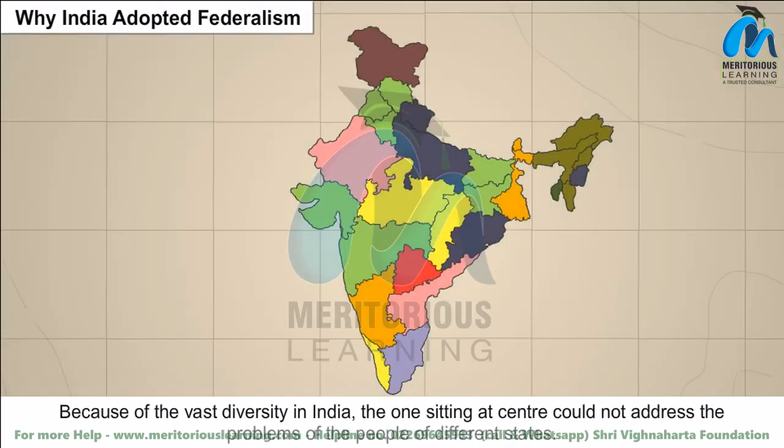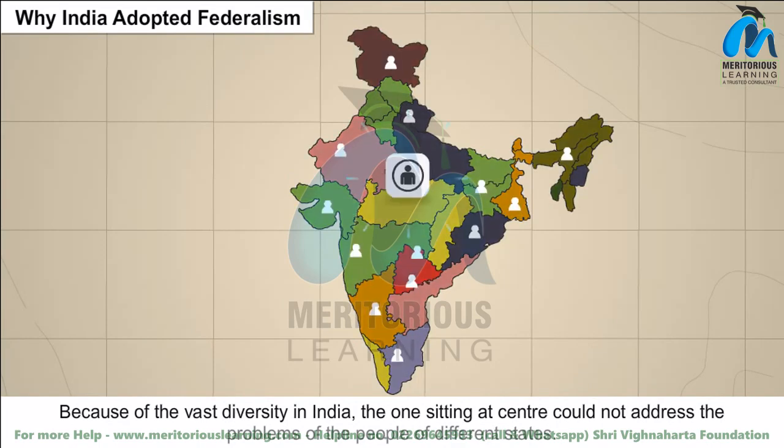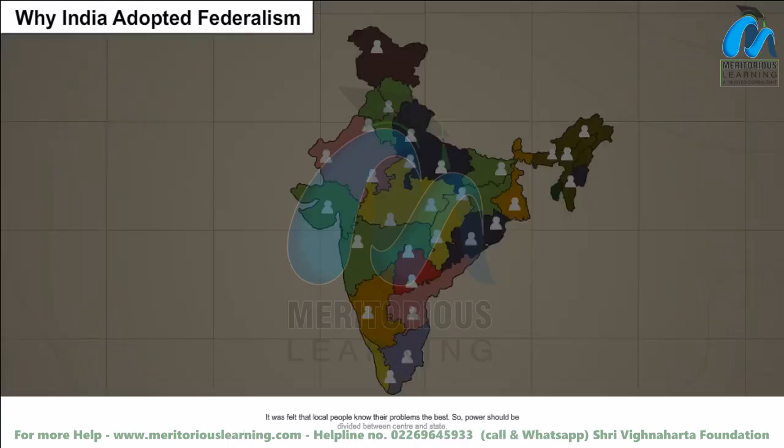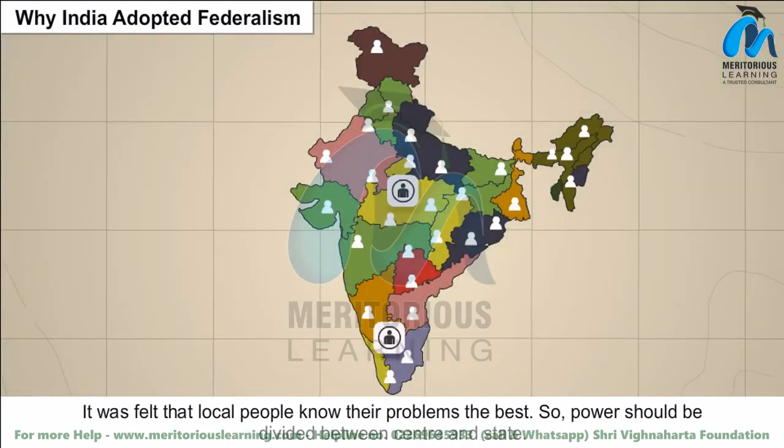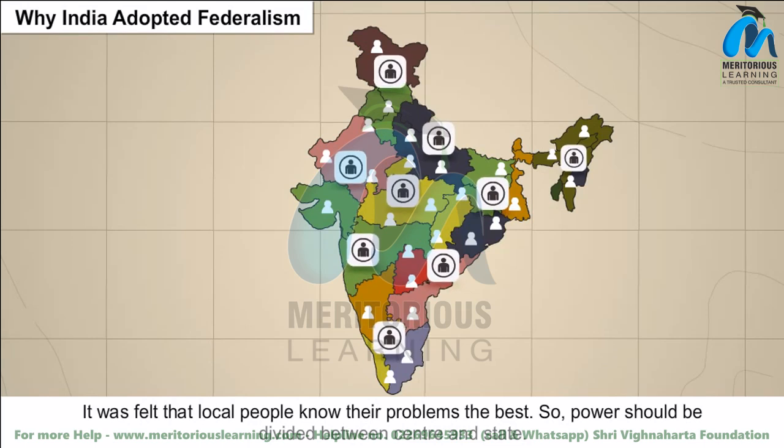Because of the vast diversity in India, the one sitting at center could not address the problems of the people of different states. It was felt that local people know their problems the best. So, power should be divided between center and state.